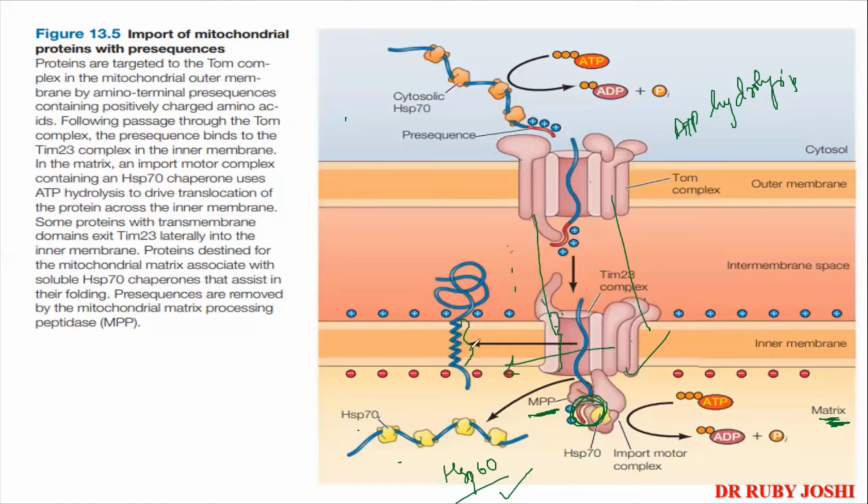So this is how either your matrix protein will get inserted over here or the integral proteins will come into this. Okay, so this is how the protein import of the matrix or the inner mitochondrial membrane is happening. How clear is it?